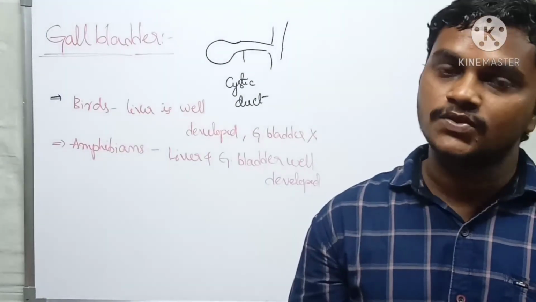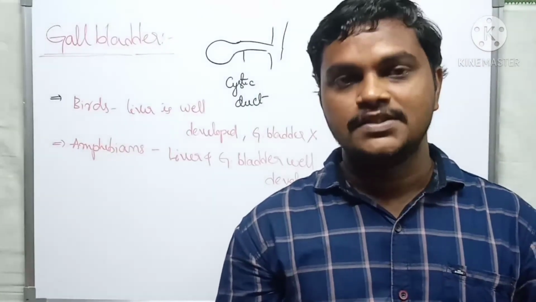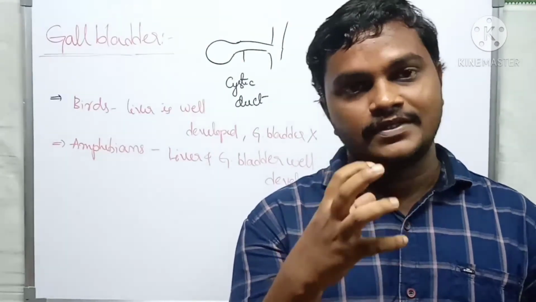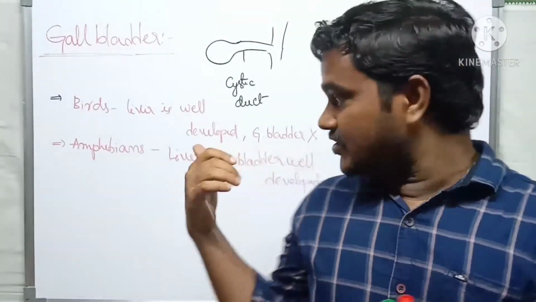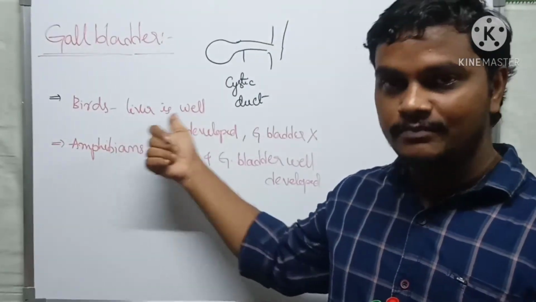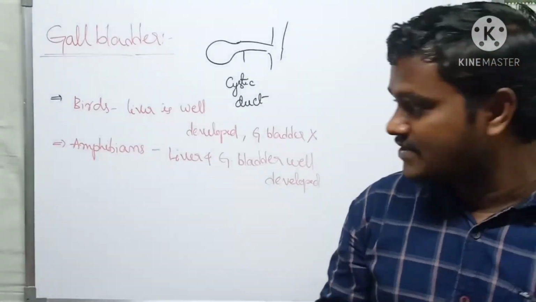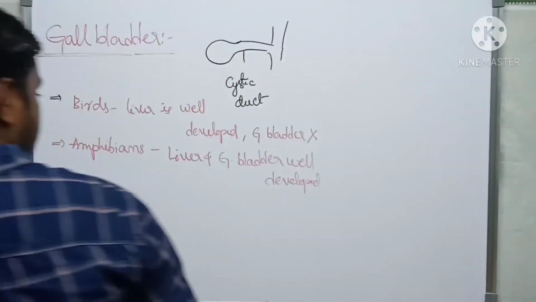Few sharks also don't have a gallbladder. Some rodents also don't have a gallbladder. So in these conditions the liver is well developed. Like birds, this type of animals consist of a well developed liver, but the gallbladder is absent in some species and some organisms.